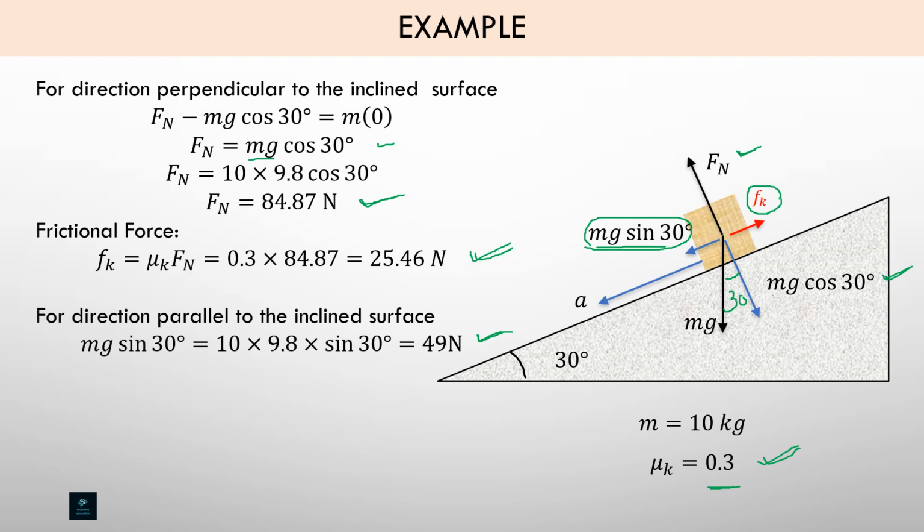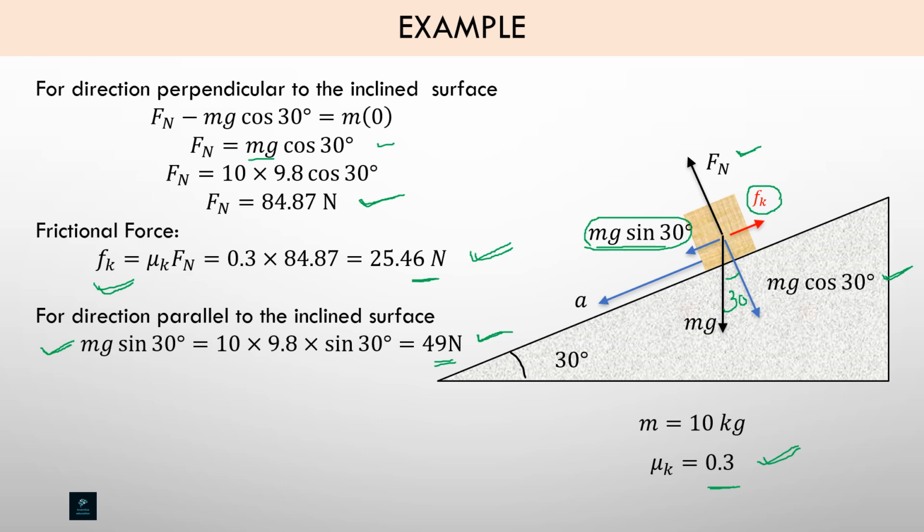So as we can see, this component of gravitational force is greater than the frictional force, and hence there is a net force in the direction parallel to the inclined surface, and therefore this block will slide down the inclined surface. Had this component of gravitational force been less than the frictional force, this block would not have slid down.